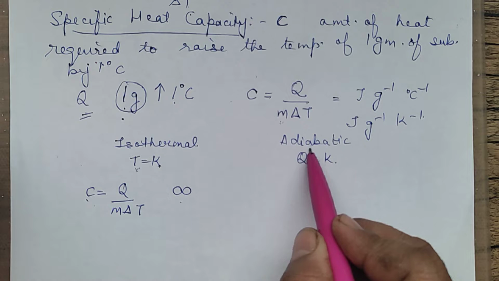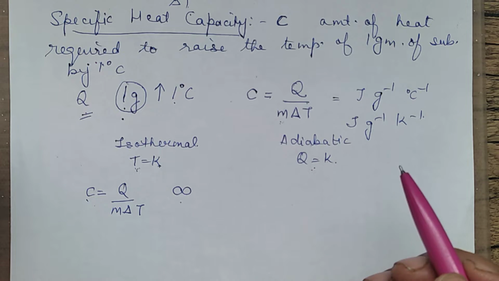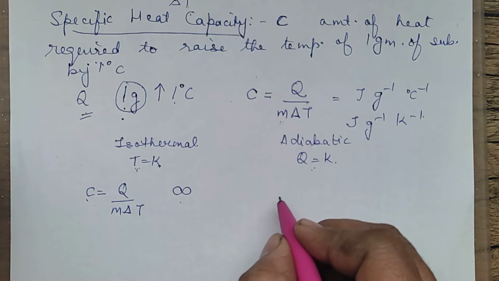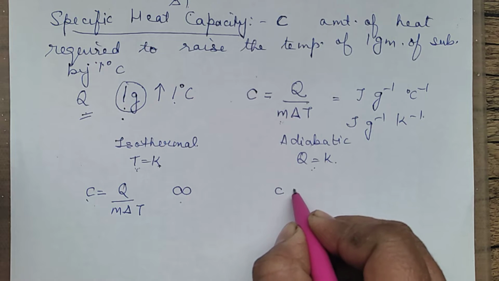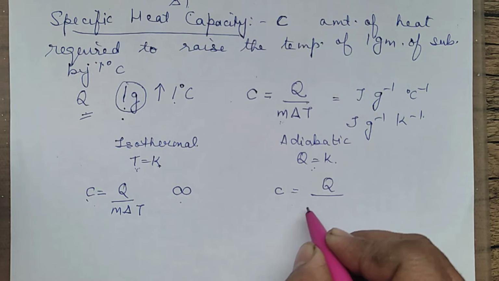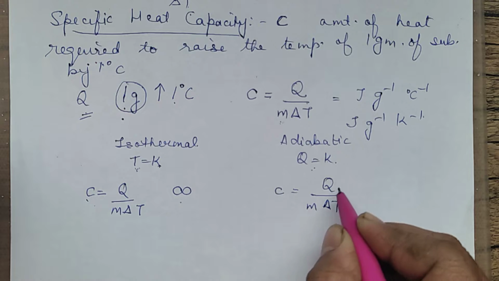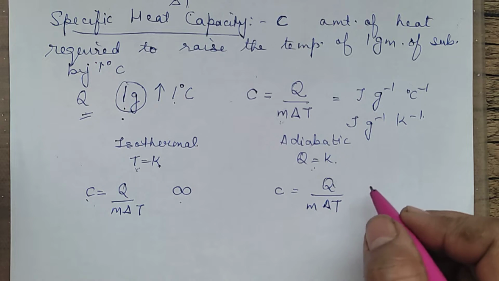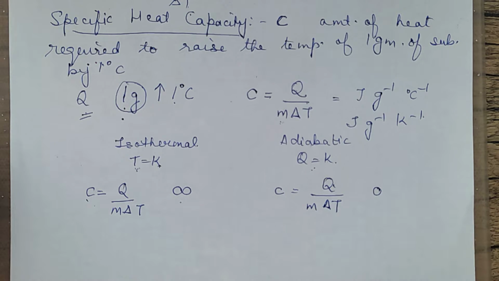If we are talking about an adiabatic process, Q is constant, Q is not changing. So you have Q by M delta T, and this term becomes 0, so the specific heat capacity will be 0. Clear? So at constant heat, in the adiabatic process, specific heat capacity will be 0. The specific heat capacity for a gas can vary between 0 to infinity. At times it's given like this.